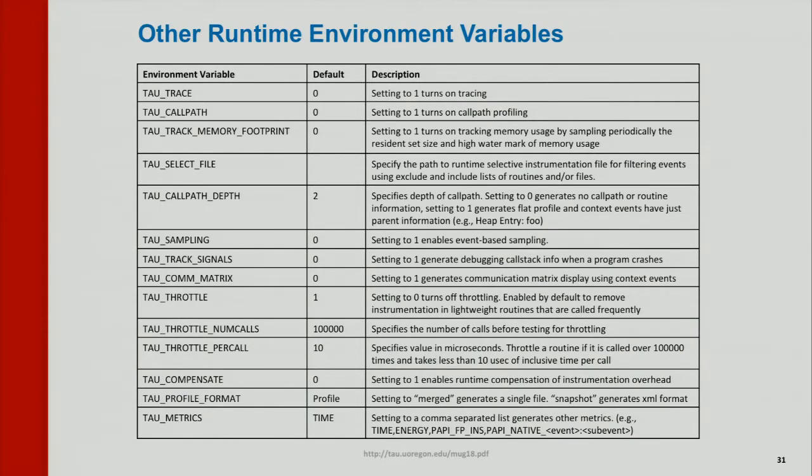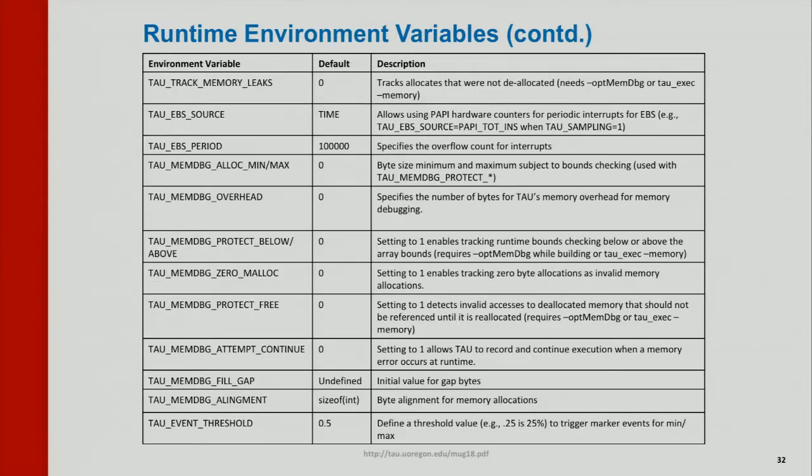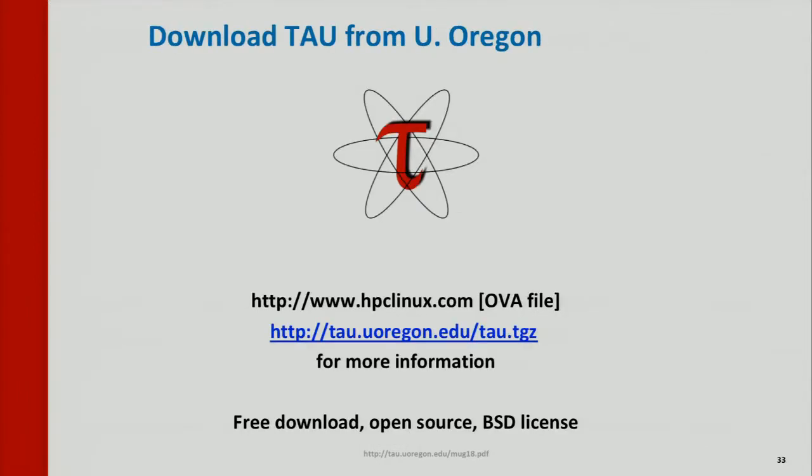There are several environment variables that you can use with TAU, and you can see the list over here, such as tracking the communication matrix. You can specify call path profiling, tracing, or enable sampling in your code. You can specify multiple metrics. You can specify how the period of the event-based sampling is modified, and memory debugging issues. You can also download TAU from our website over here.